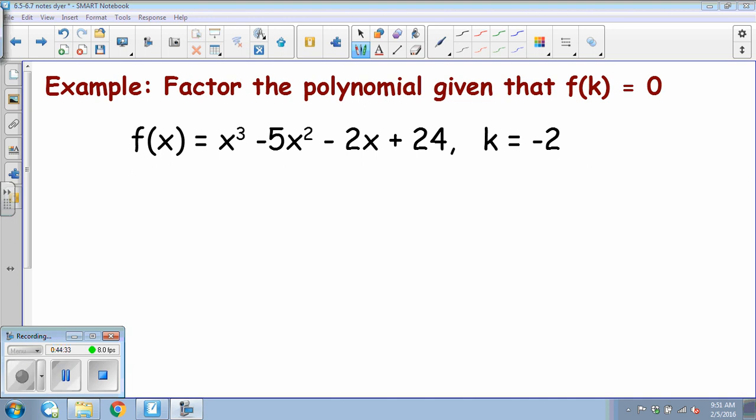This is telling us that this is a solution. So they want us to factor it. We're going to use synthetic division to get this down to an x squared term. Once we get it down to an x squared term, we can factor it normally.